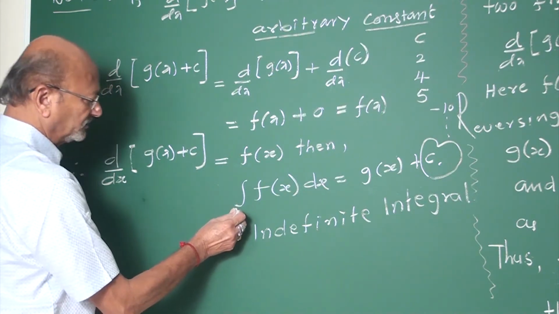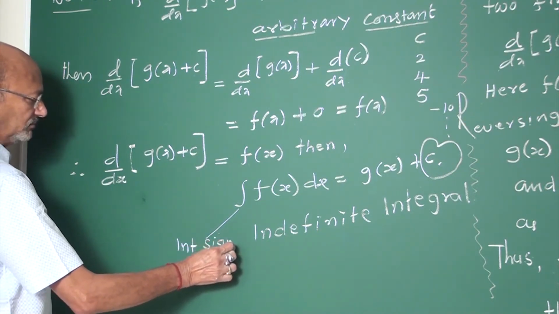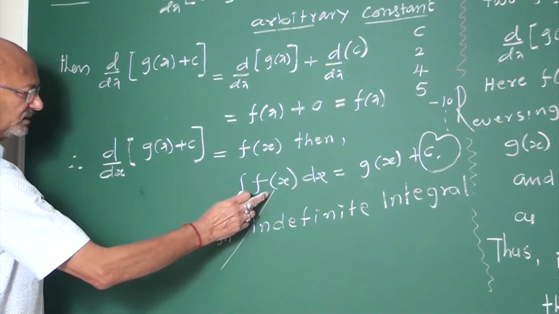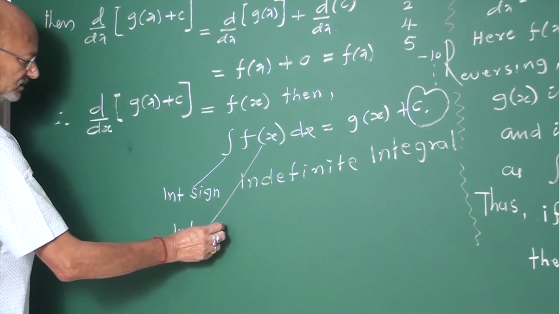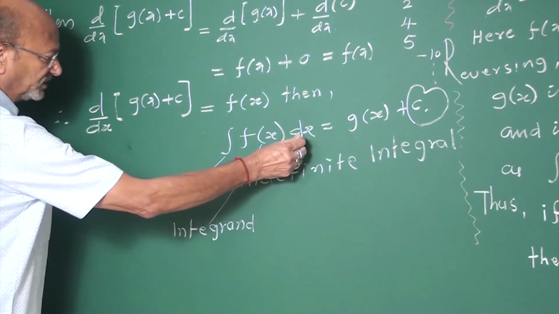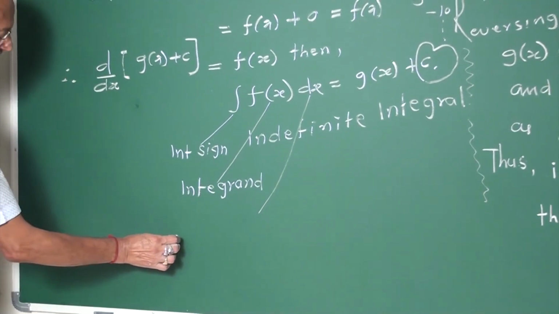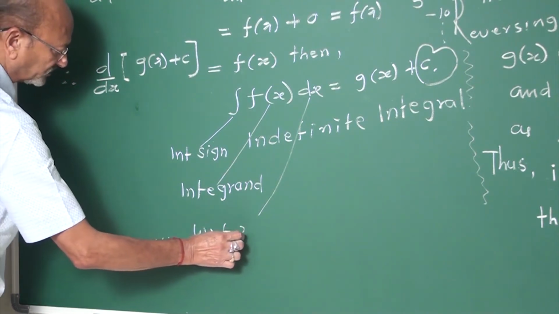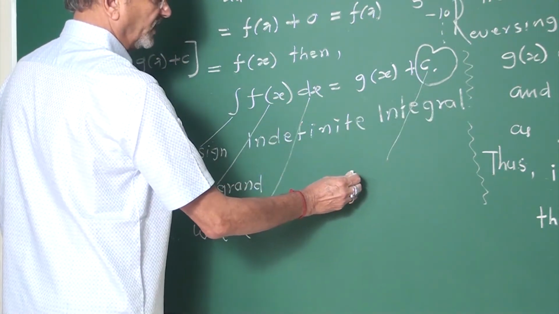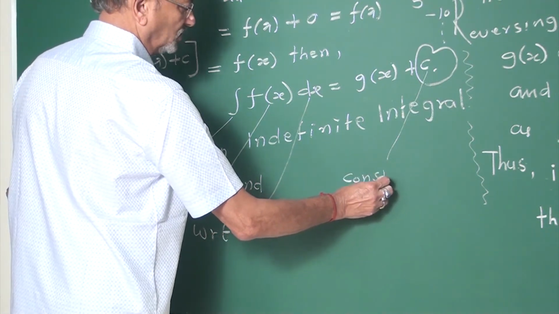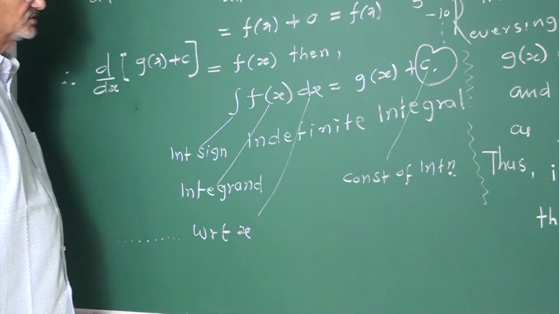Now you have the name. This is the integral sign. Next, f(x) is the function to be integrated. It is called the integrand. This dx denotes, my friend, that integration is to be performed with respect to x. And what about this c, my friend? This c is called the constant of integration. Constant of integration. Yes, my friends.